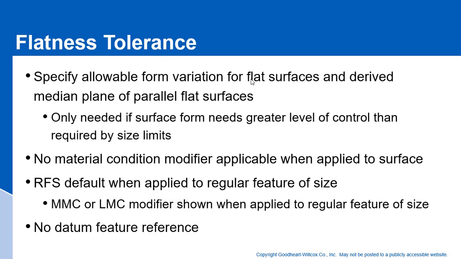It specifies allowable form variation for flat surfaces and derived median planes of parallel flat surfaces. It's only needed if the surface form needs a greater level of control than is required by the limits of size. No material condition modifiers are applicable when applied to a surface. RFS defaults when applied to regular features of size, and no datum feature reference is ever required.